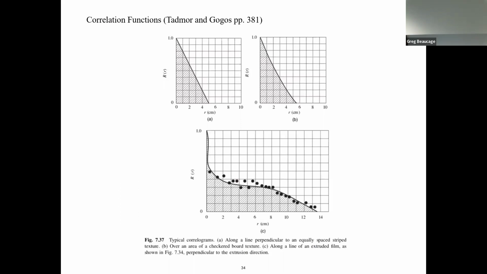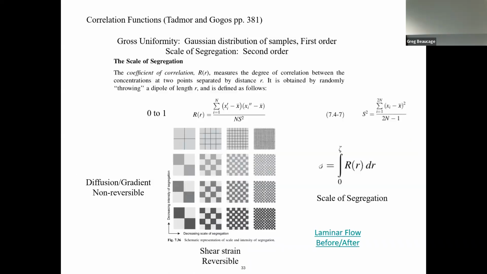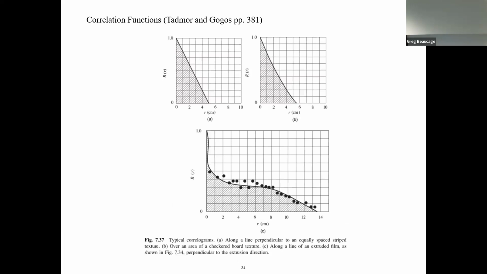The bottom one is from a real one of these extruded films. What does the correlation function look like? You end up with a decay function, and that decay function will also give you a characteristic size if you fit it. So anyway, it depends. There are limits to what you can do in this.